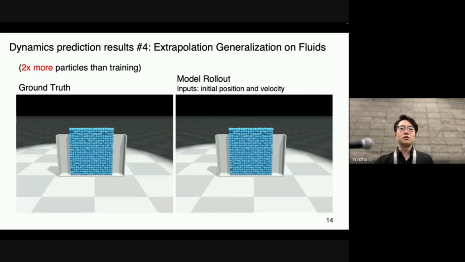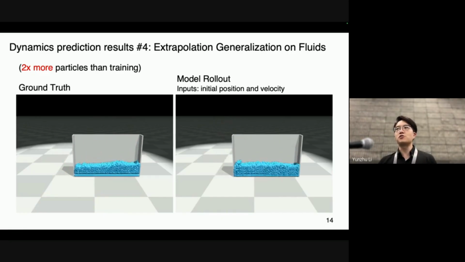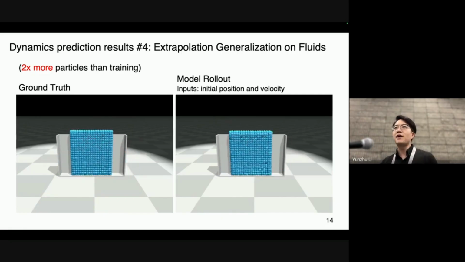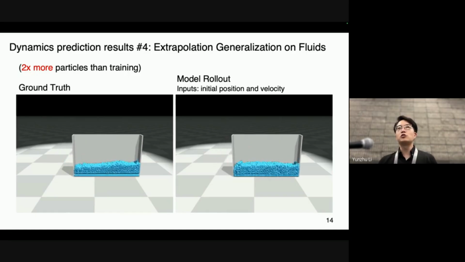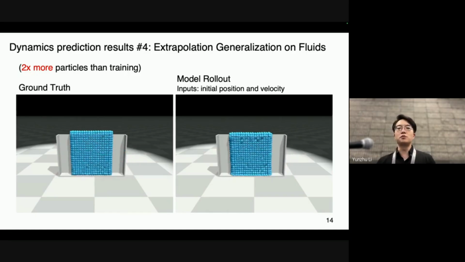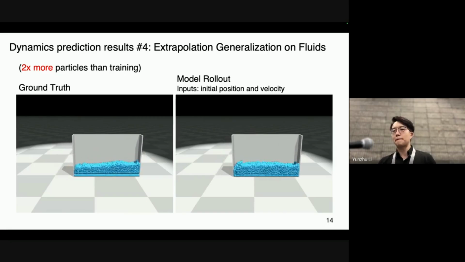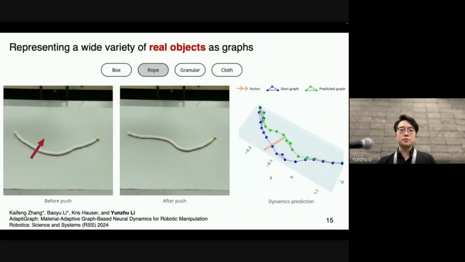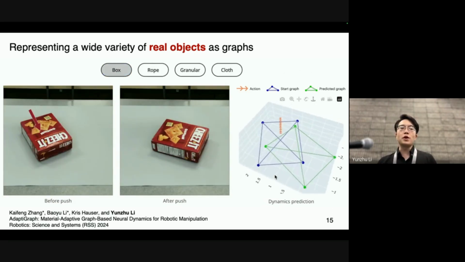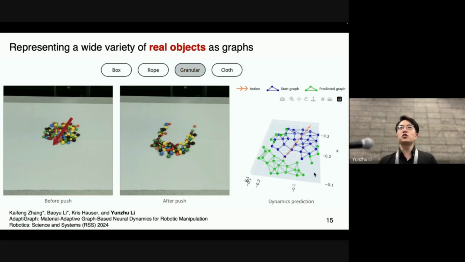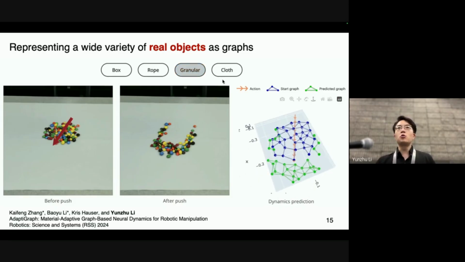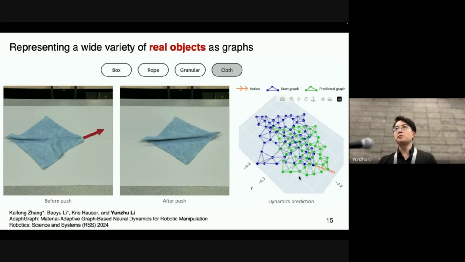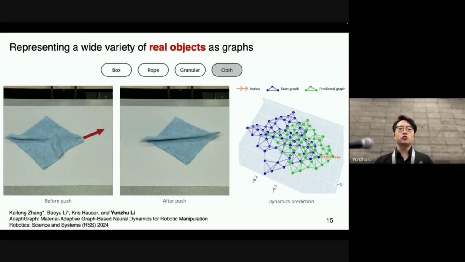And like I mentioned, the model can naturally generalize to systems that are larger or smaller than during training. So when we evaluate the model on scenarios that contain 2 times more particles than during training, the model can still produce very nice results. We are also deploying these systems in real-world environments, including, for example, boxes, ropes, granular objects, and clothes. We show that by abstracting the real-world observations as a graph, we can use this graph-based neural dynamics model to model their interactions, and we can also adapt to different material properties like stiffness.